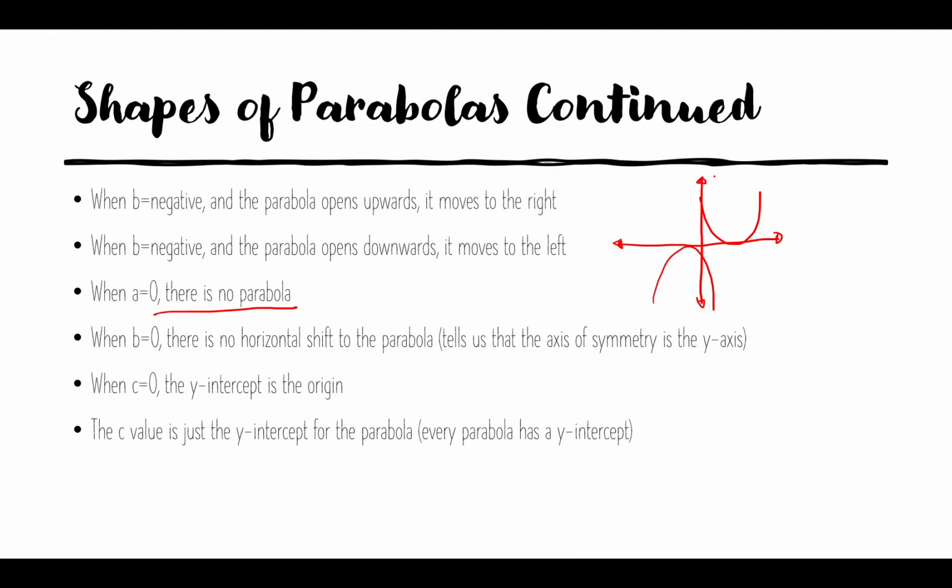And based on that, we know that the line of symmetry is just the y-axis, as it is splitting the parabola down the middle. And when c is equal to 0, we know that the y-intercept is the origin, since the c value is just the y-intercept for the parabola. And every parabola has only one y-intercept.